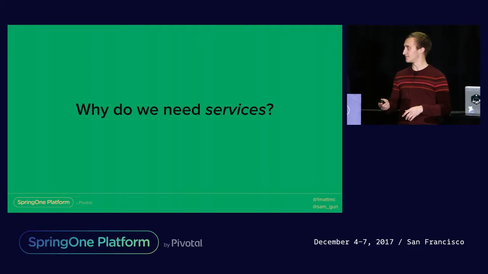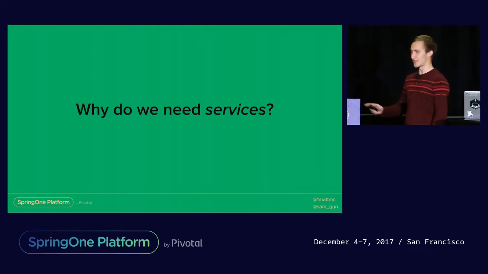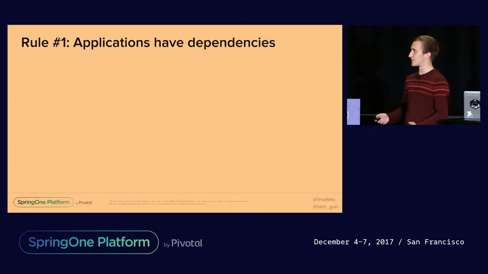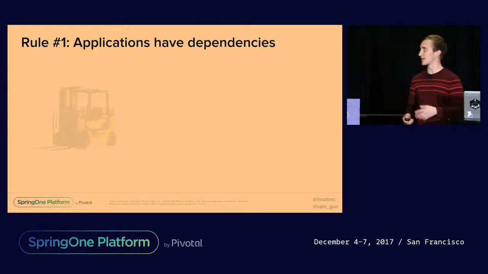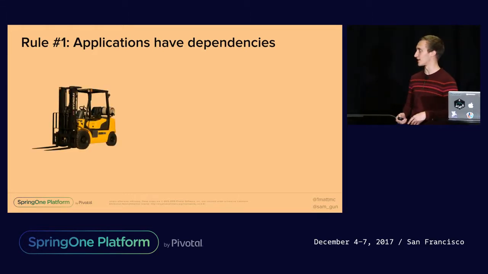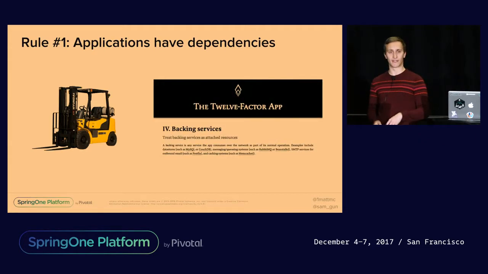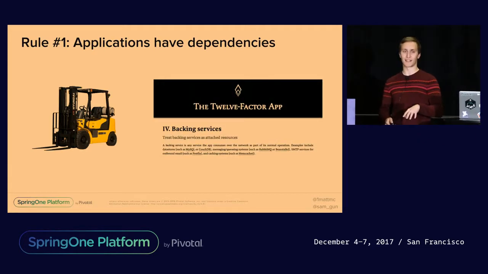OK, so to set the scene, I'm going to talk about why we need services. This is all pretty high level, so we'll fly through this quite quickly. There are 3 rules. Firstly, applications have dependencies. It doesn't matter if you're lifting a legacy application onto some kind of public or private cloud, or you're writing some awesome new fancy 12-factor app. We know that these things need backing services, and state is really hard to manage in your application.